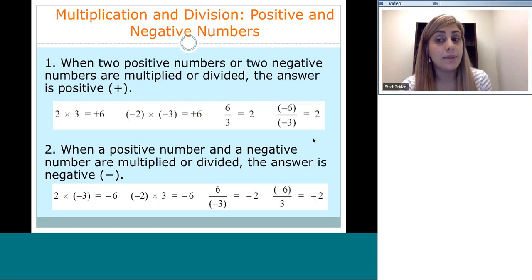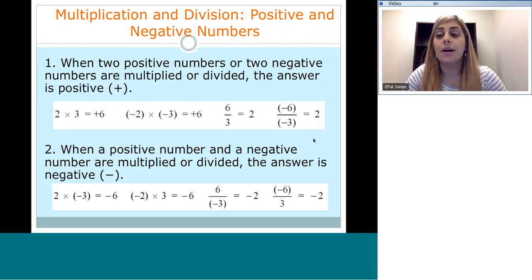Now, on the opposite, when a positive number and a negative number are multiplied or divided, the answer will always be negative. If you are multiplying positive 2 by negative 3, then you are going to get negative 6. And the same applies for division.